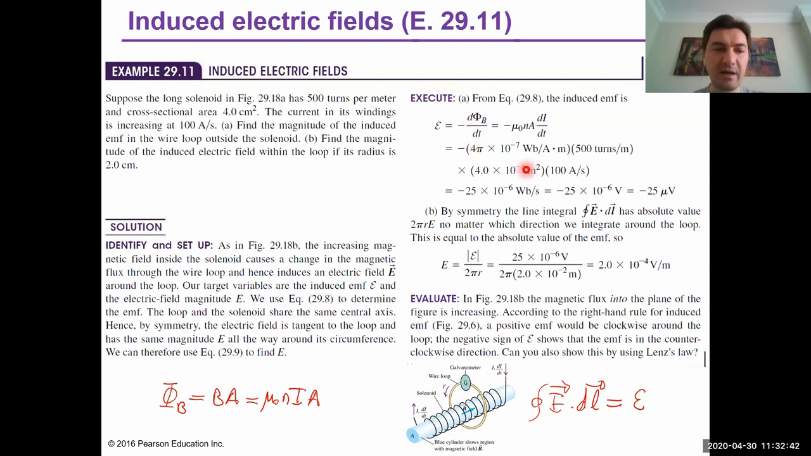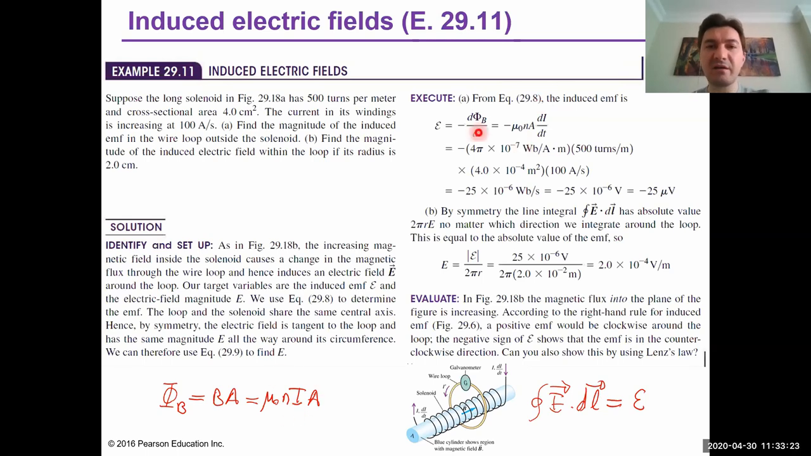The induced EMF within that loop around the solenoid is given by minus d phi B over dt. And flux is given by B times A cosine phi. If you choose the area and B vectors parallel to each other, then I can write it as B times A, and B is given by mu zero N I, the magnetic field produced by the solenoid. Then this is the area, and putting this magnetic flux in that equation, we have the expression minus mu zero N A dI over dt.